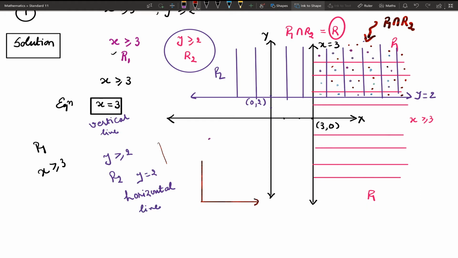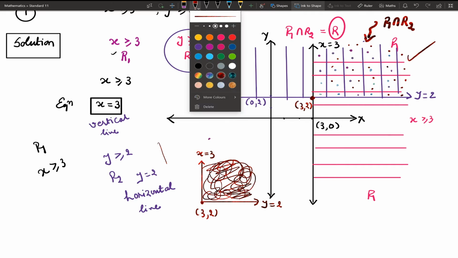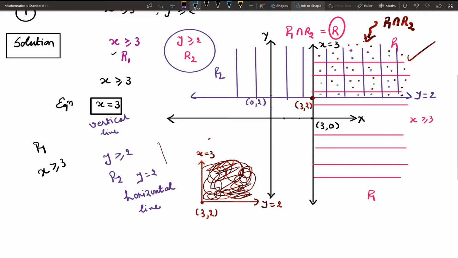This is y equal to 2 and this is x equal to 3. This is the point 3 comma 2, and this is the region indicating R1 intersection R2, this part here. So the common portion R1 intersection R2, this is R1 intersection R2.